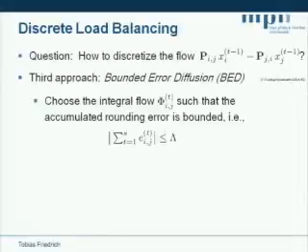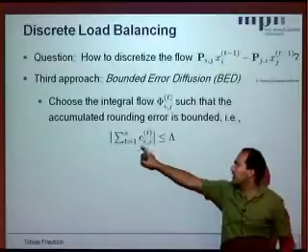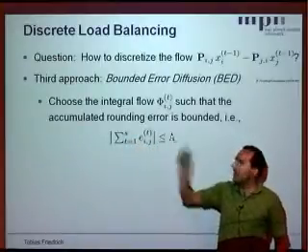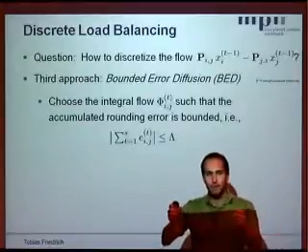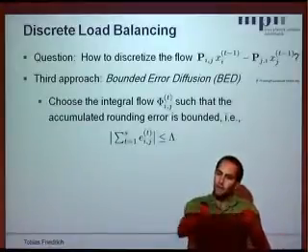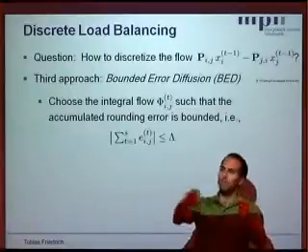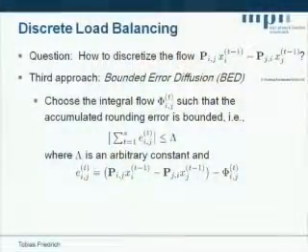I say we choose the integral flow such that these accumulated rounding errors, so summing up these e's over time, are small. Which means I look at an edge and I watch out that not every time I'm rounding in one direction. If the roundings are too much in that direction, then next time I should round in the other direction. So I somehow want to bound these errors.